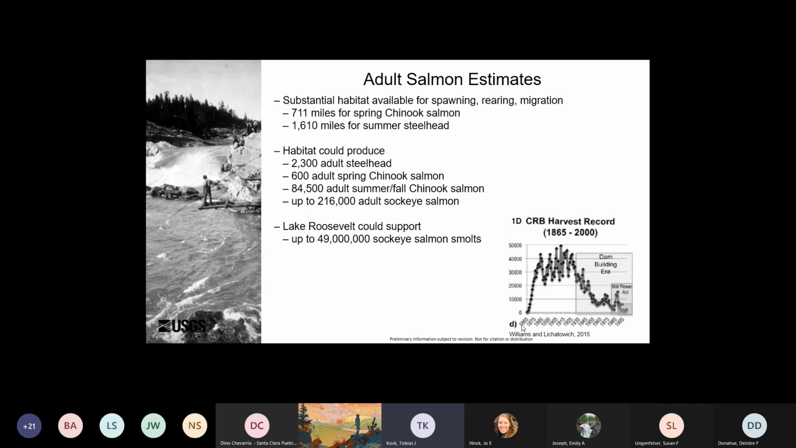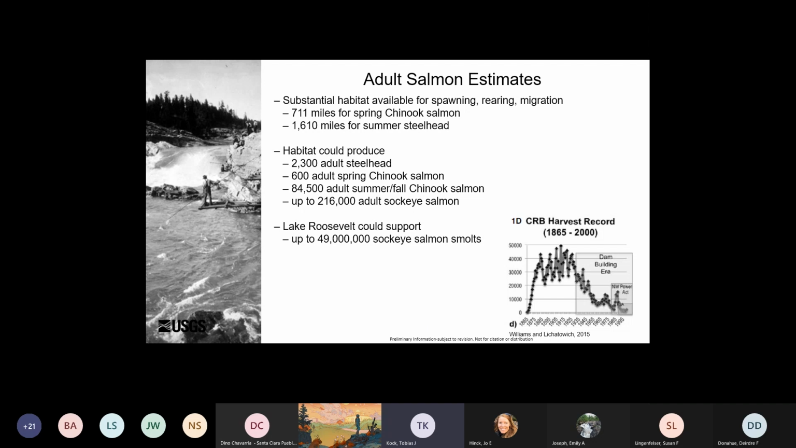This graph shows Columbia River Basin salmon harvest from 1865 through the early 2000s. You can see that in general, we've been on a long-term decline. And so if you can add hundreds of thousands of fish back to the basin, you can potentially start to see that trending back upward.